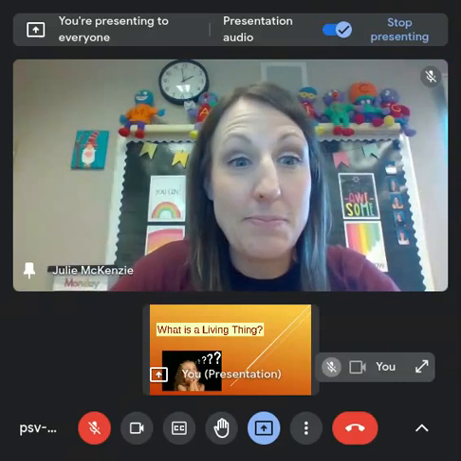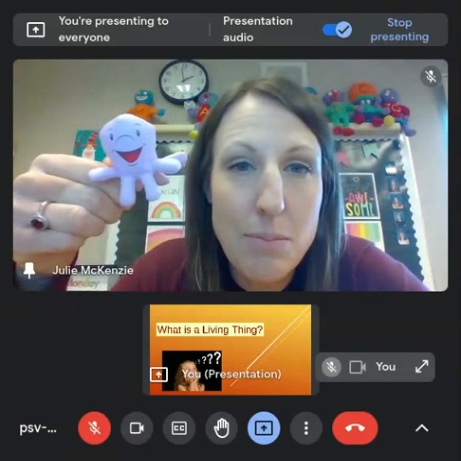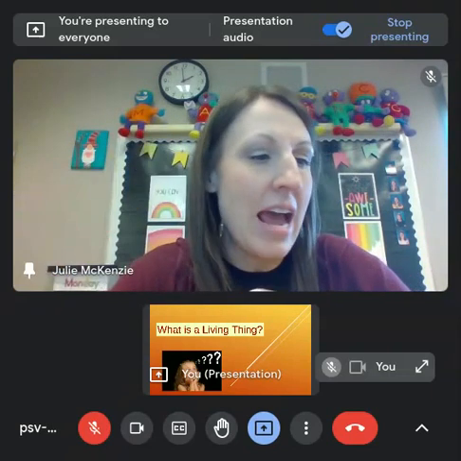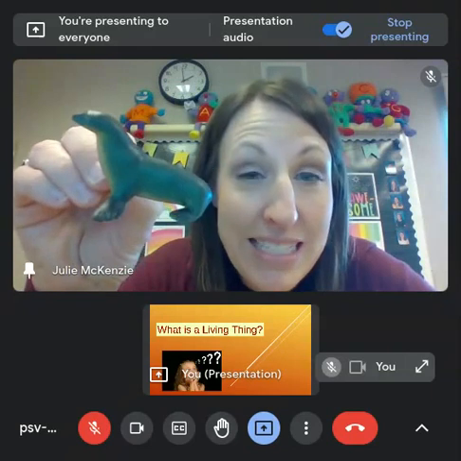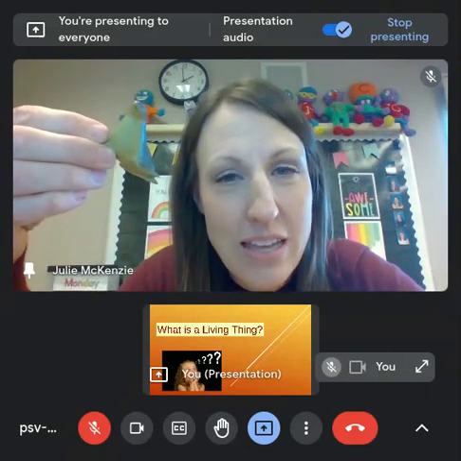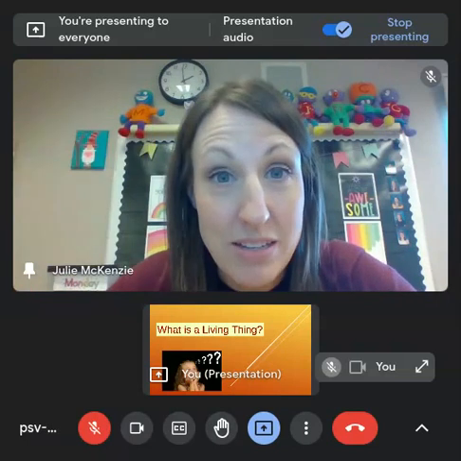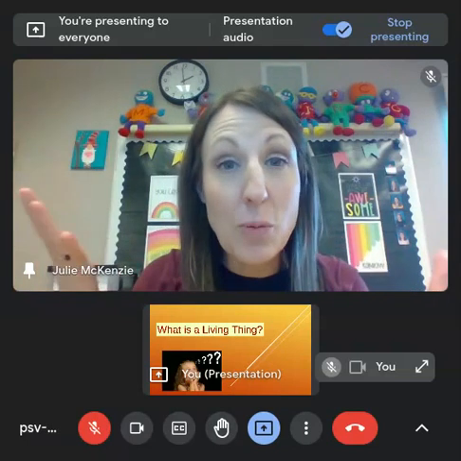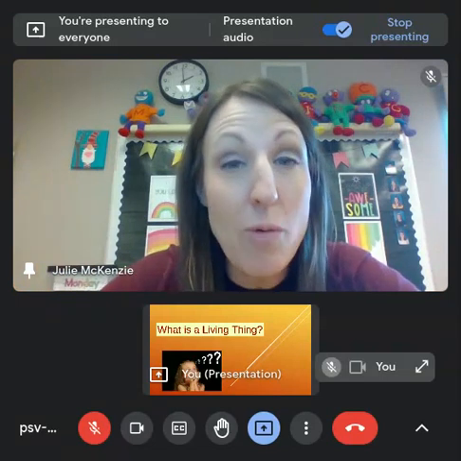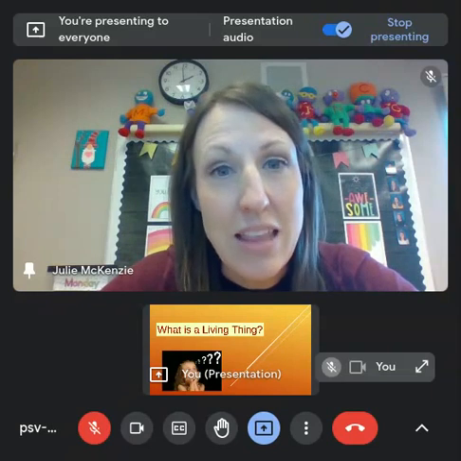What about an octopus? This is just a silly toy octopus. But do you think a real octopus is alive? What would you say if I asked you about a seal? Not a toy seal, but a real seal. Would you say that a seal is alive? Well, I would say an octopus is alive and a seal is alive, but how do we know? We're going to be scientists today. We're going to think about how we can tell and how we can know if something is alive.